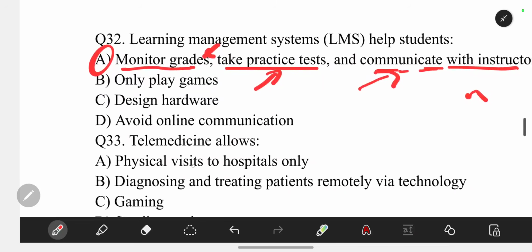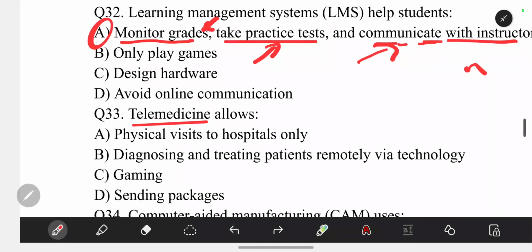Then when we look at our next one, we have number 33, telemedicine. So what is telemedicine? So already tele has to do with the devices, then medicine. So telemedicine is more like the medicine that is associated with prescribing or giving diagnostics or treating patients remotely via technology.